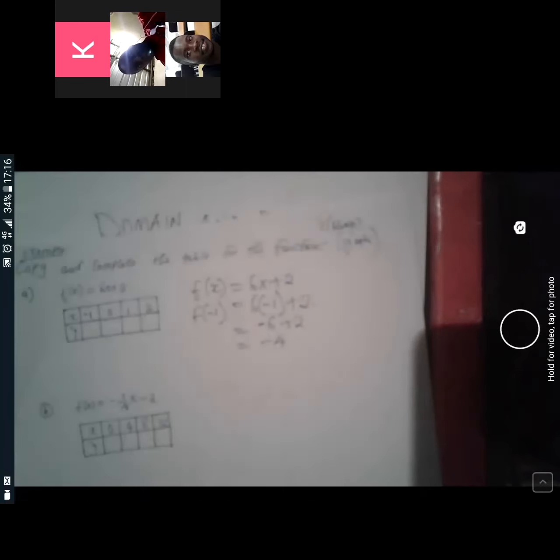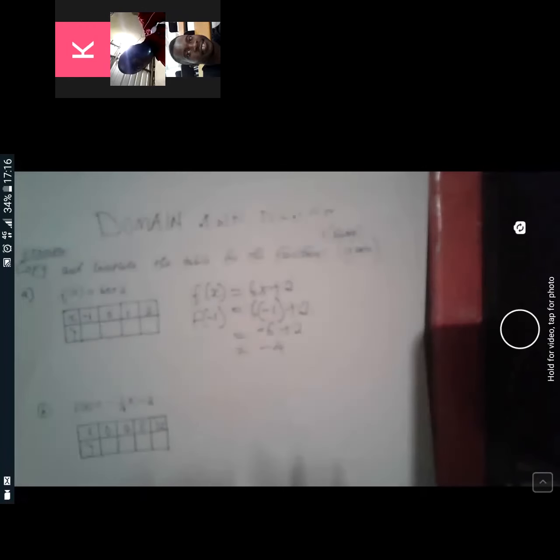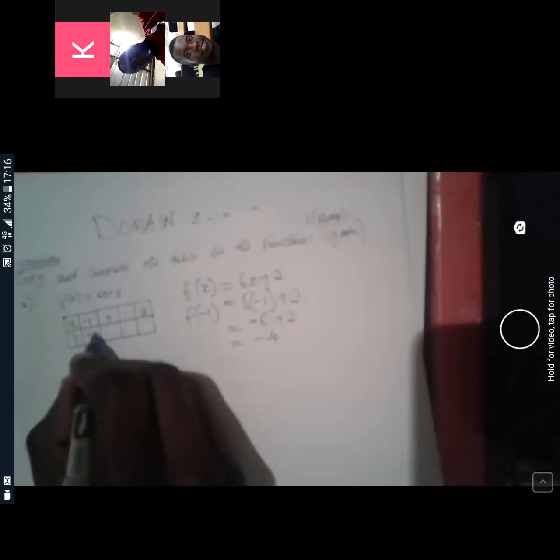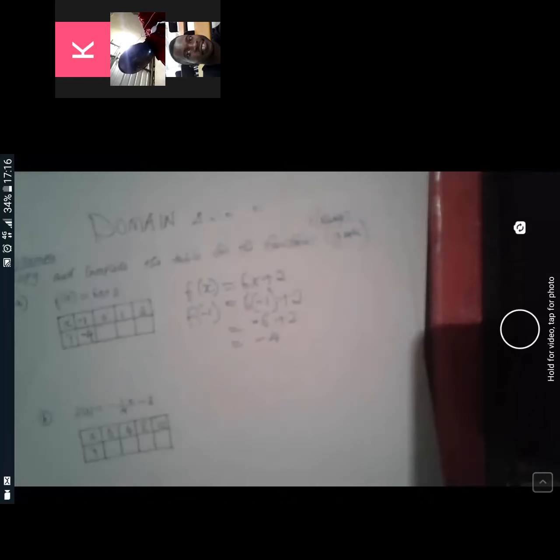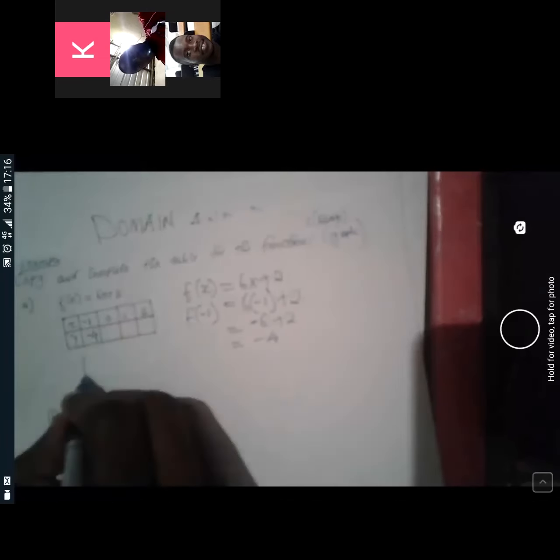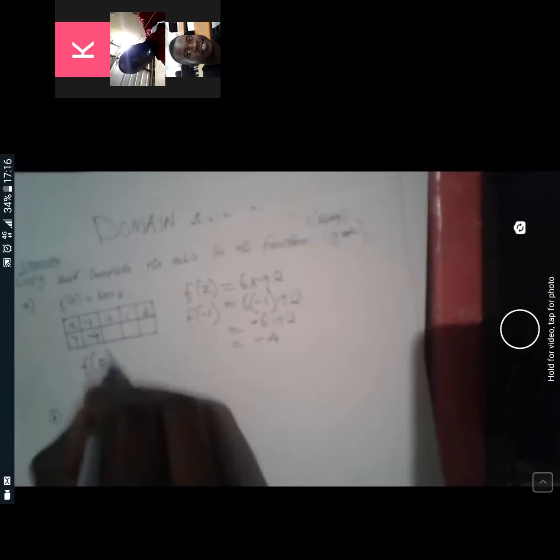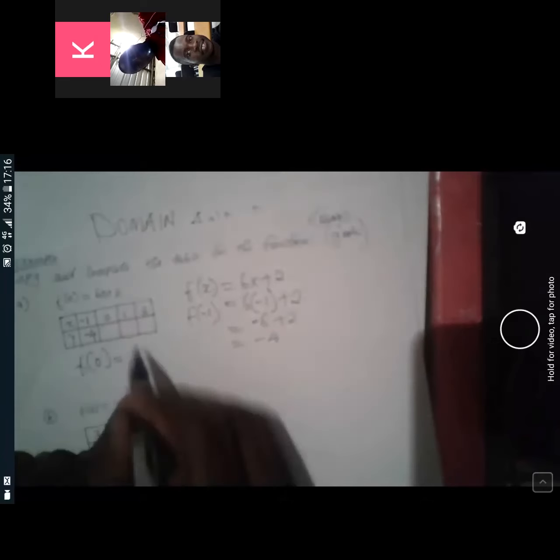All right. So we have our y value here as -4. So -1 pairs with -4 there. And then for the second value here, which is 0, which is the x value, we do the same thing here. So you find f of 0.